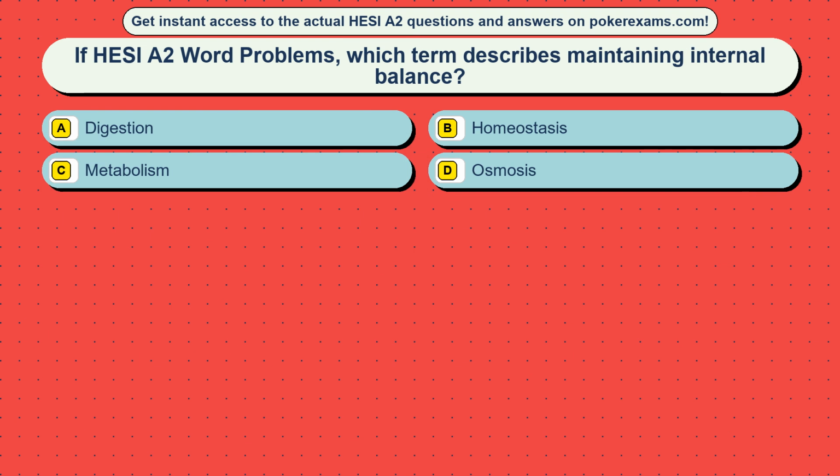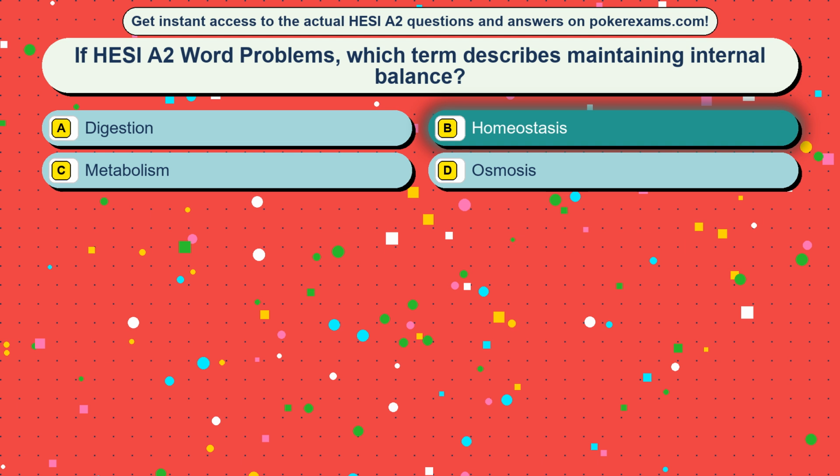Question 40. If HESI A2 Word Problems, which term describes maintaining internal balance? Option A, digestion. Option B, homeostasis. Option C, metabolism. Option D, osmosis. The correct answer is option B, homeostasis.